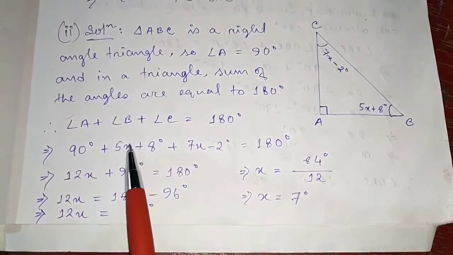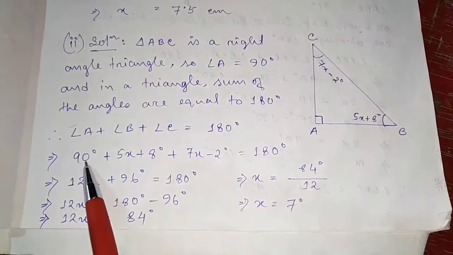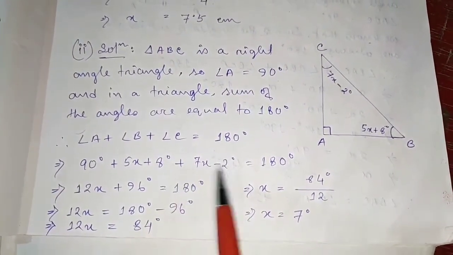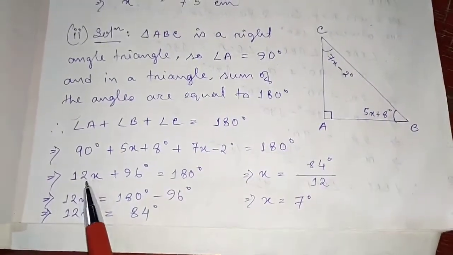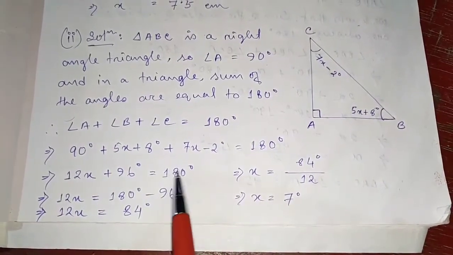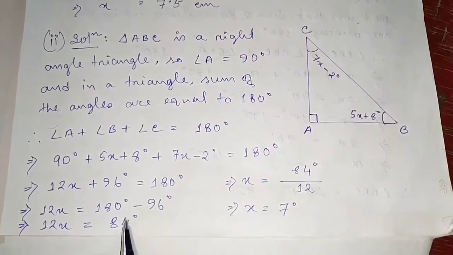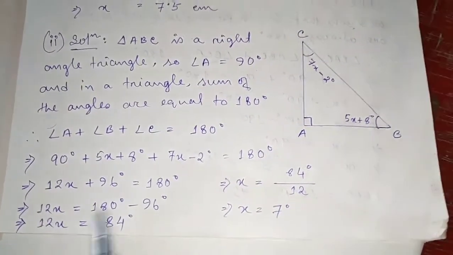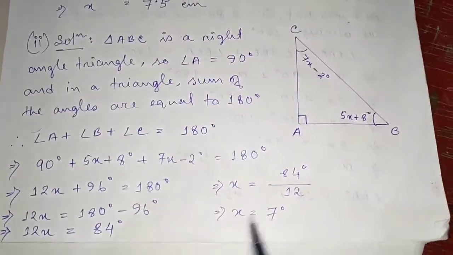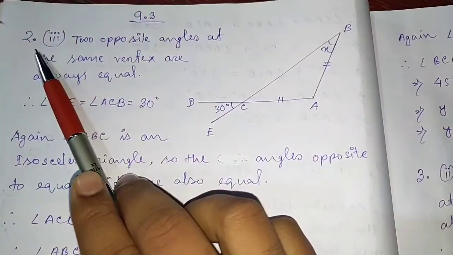Now 90, 5x, 7x, how much? 5x plus 7x means 12x. 90 plus 8 minus 2, 90 plus 8 is 98 and 98 minus 2 is 96, okay? So 12x plus 96 equal to 180 degree. Now 12x equal to 180 minus 96, which is 84 degree. Now x equal to what? x equal to 84 divided by 12, and the answer is x equal to 7. Okay, now question number 2.3.